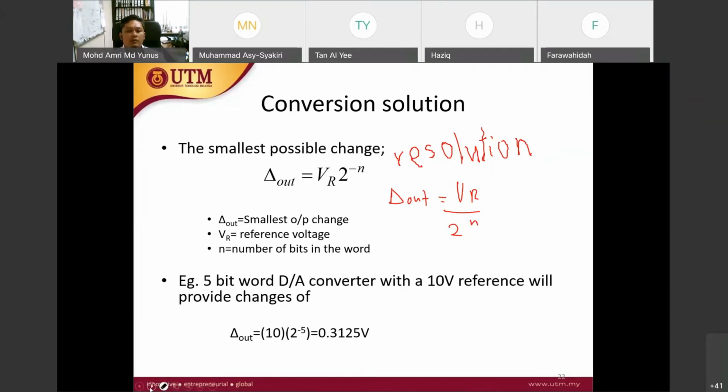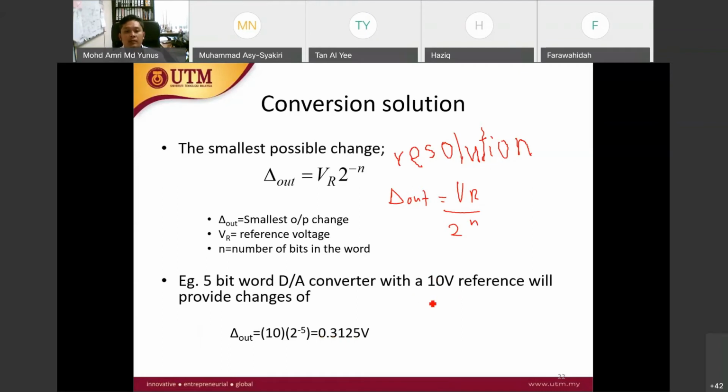So this equation can be used. For example, for a 5-bit digital to analog converter with a 10 volt reference, the smallest change it can provide is 0.3125.